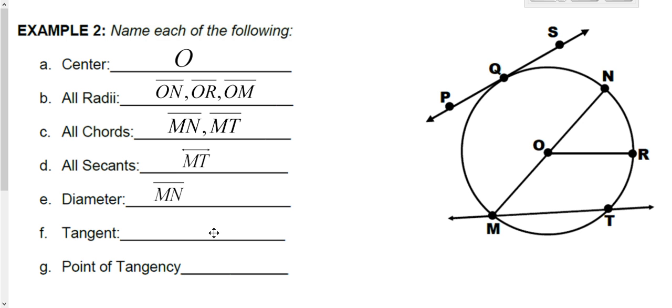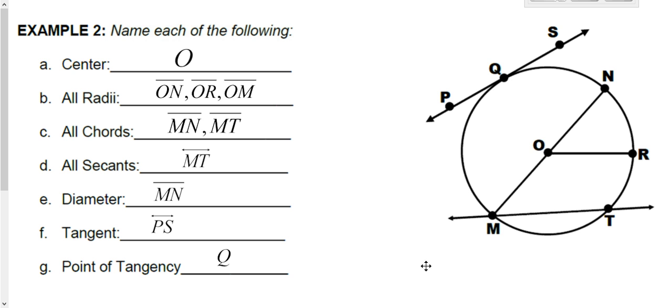Tangent, a line or segment or a ray that touches the circle at one point. Here it is. Here's our tangent line. There's several ways you can name this. I just use these 2 points, P and S, line PS. Put the little line symbol above it, or write the word line. The point of tangency is the point where the tangent line or tangent touches the circle. The point of tangency is Q there.